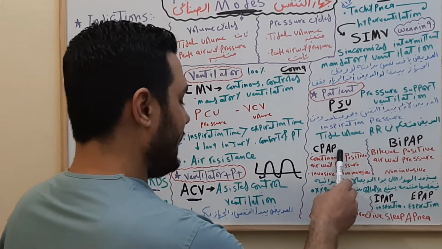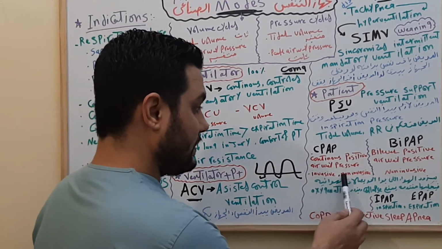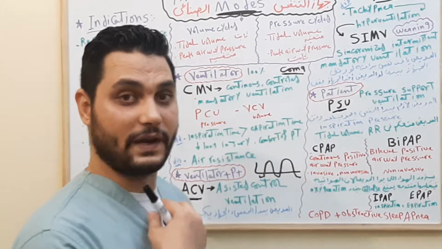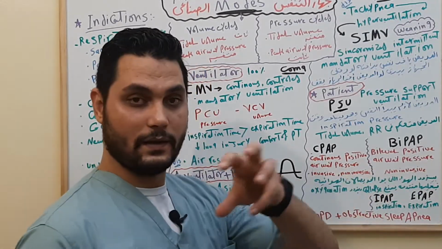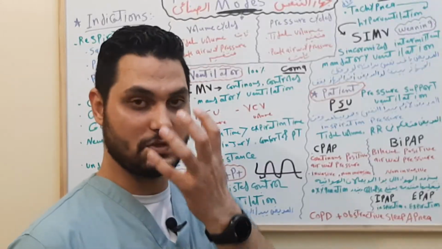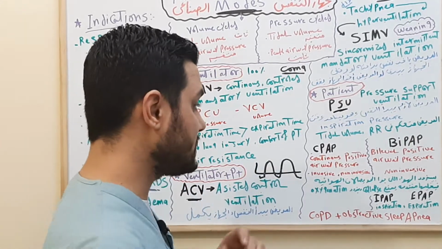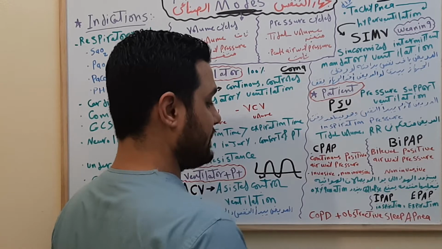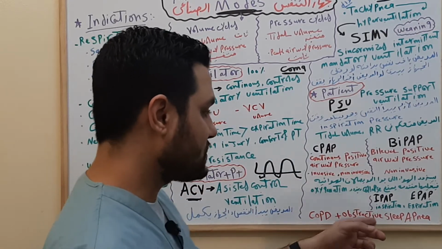Okay. With CPAP, we can use it in non-invasive or invasive mode. Invasive by endotracheal tube or tracheostomy tube. Non-invasive by oxygen mask. BiPAP is only non-invasive. Okay. Both of them are used in obstructive sleep apnea.